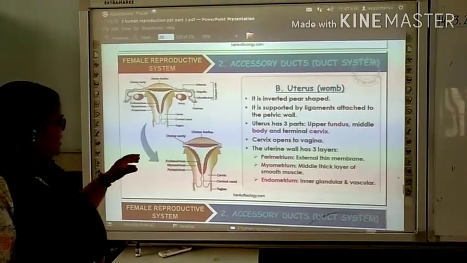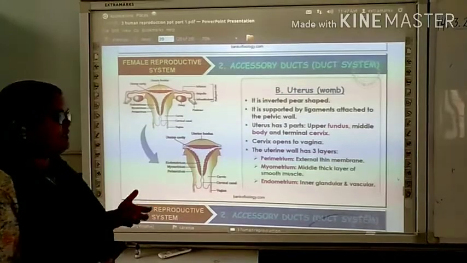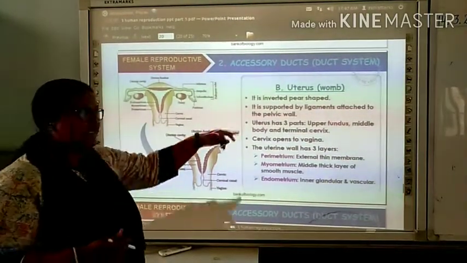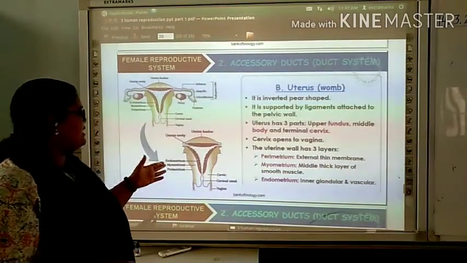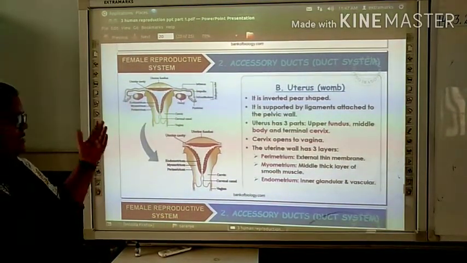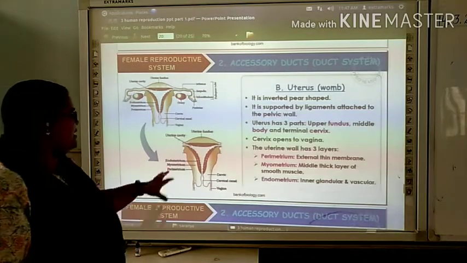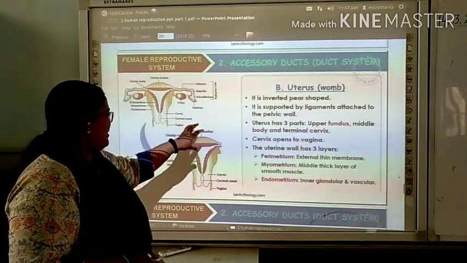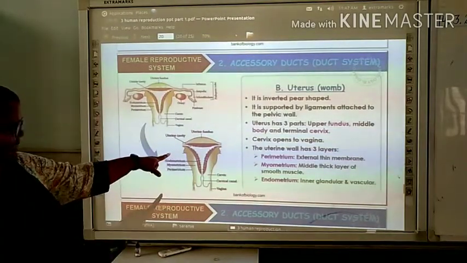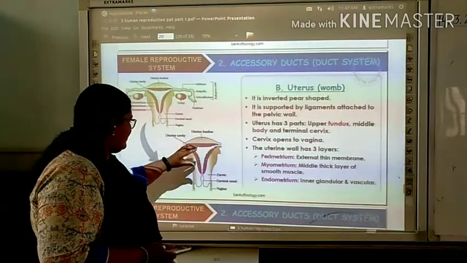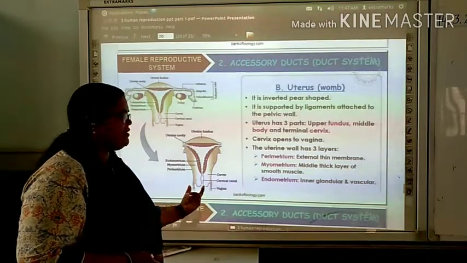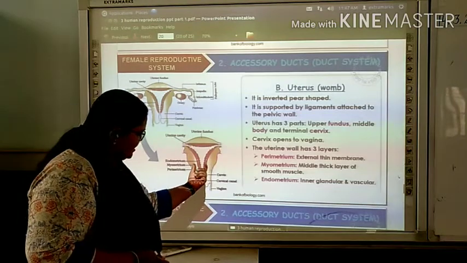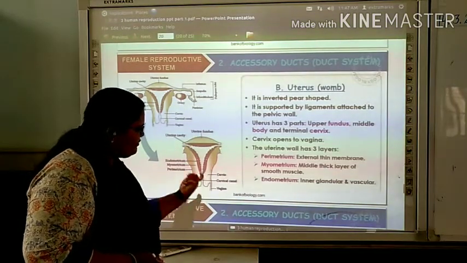Right. And here it is also supported by ligaments. This uterus is attached to the pelvic wall with the help of the ligaments. And if you are checking the parts of the uterus, there are three parts. We can say there is a fundus, and the body, and the last part is the cervix. The upper part of the uterus is known as the uterine fundus, and there is a body part, and the last is the cervix part. This cervix is the narrow part which will open into the vaginal region.